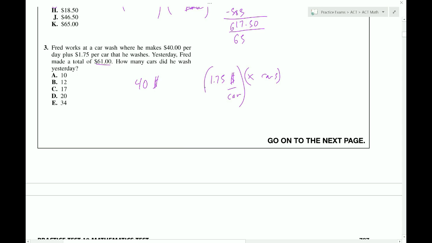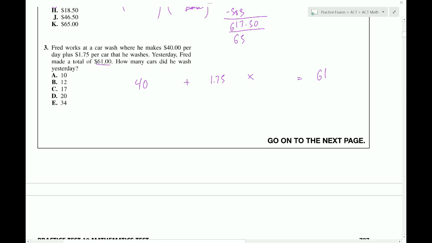So we add these together, we're supposed to get $61. If you notice, the cars cancel out here, leaving dollars. So dollars plus dollars equals dollars. So that's good. Now that I know that, I can get rid of the units. I don't need them anymore. It's just part of the setup.